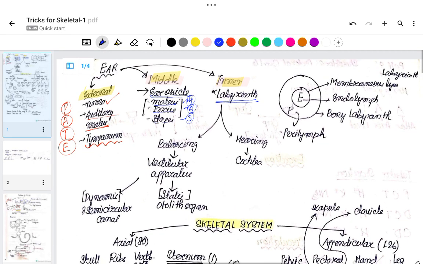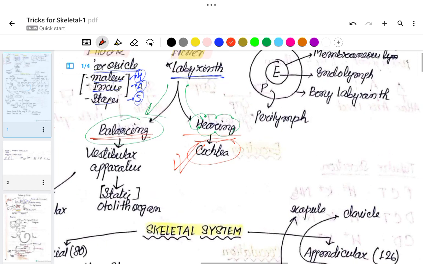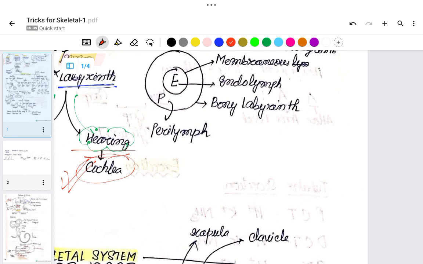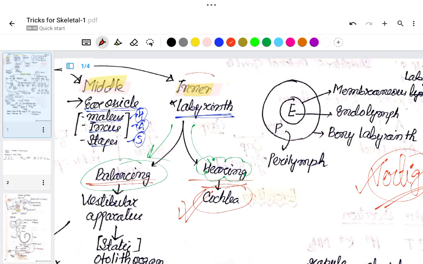What is the function of the labyrinth? It has two functions: one is balancing, one is hearing. So balancing is also a function of the ear, and hearing is, of course. Hearing is the cochlea. Cochlea is important for hearing, and the balancing. Whenever there is any deformity or anomaly in the inner ear, we suffer vertigo. Vertigo is a clinical condition that we often suffer if there is an anomaly in the inner ear.